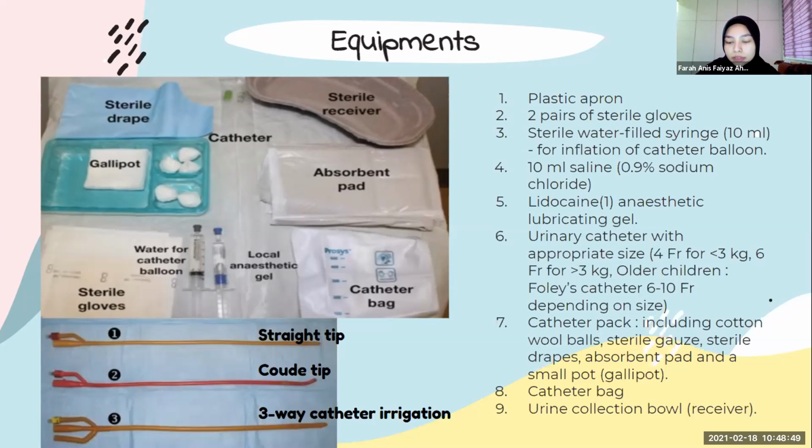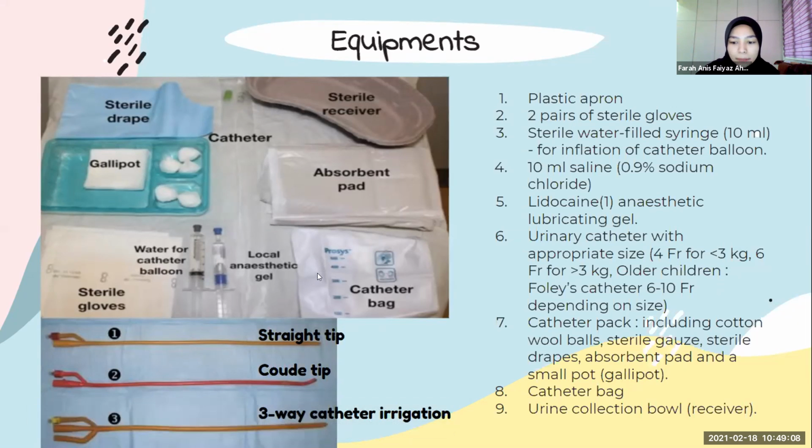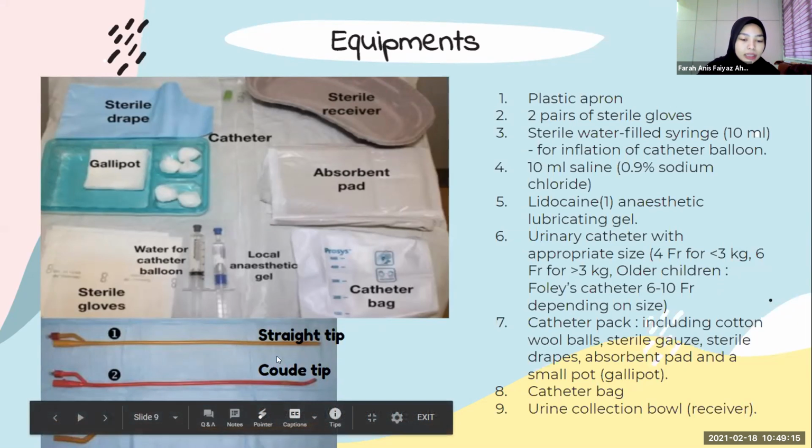And as for older children, we can use Foley's catheter, size 6 to 10 French. And catheter pack, that includes the cotton wool balls, sterile gauze, sterile drapes, absorbent pad, and a small pot, or this jelly pot, catheter bag, and also a urine collection bowl. And these are the types of the catheter.